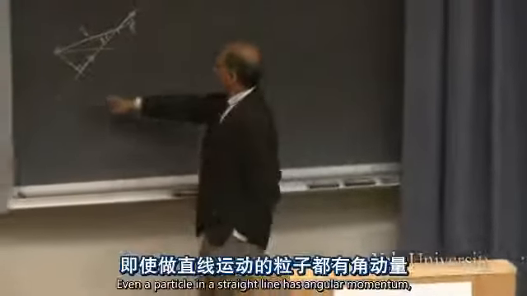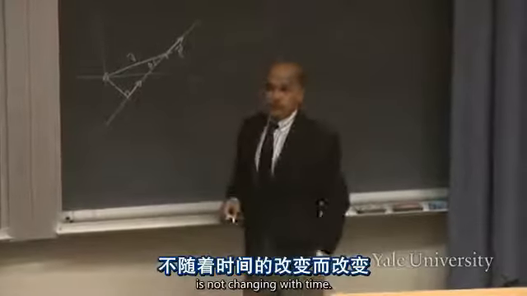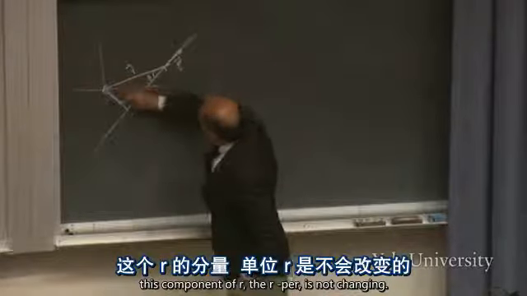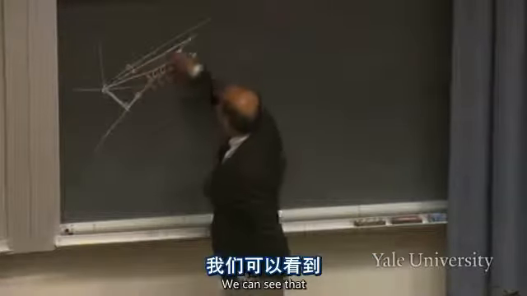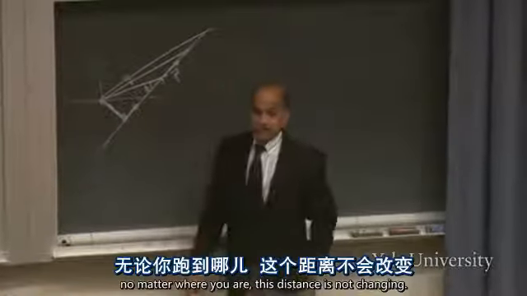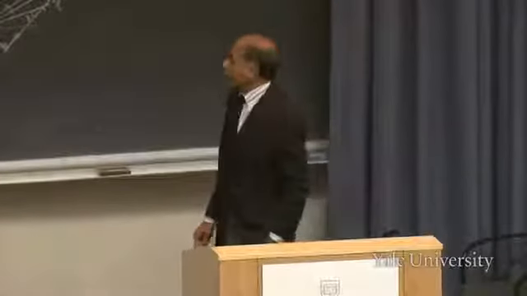Even a particle in a straight line has angular momentum, but I'm trying to show you the angular momentum here is not changing with time. It's not changing because even as it moves, this component of r, the r perp, is not changing. You can see that. No matter where you are, this distance is not changing. That's the key to the angular momentum being a constant.